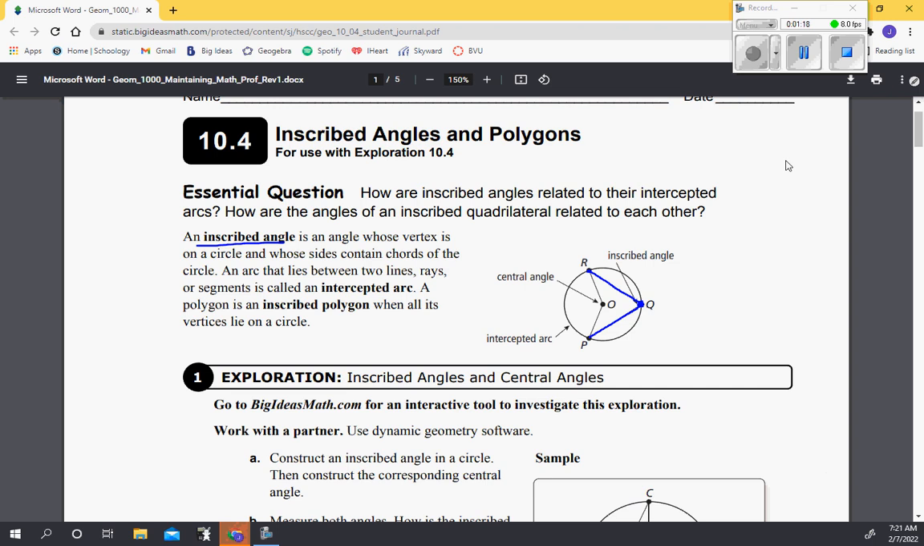An arc that lies between two lines, rays, or segments is called an intercepted arc. So here we have that inscribed angle in the blue, right? That's an angle here. This inscribed angle. Okay. The arc that connects your two dots is the intercepted arc.